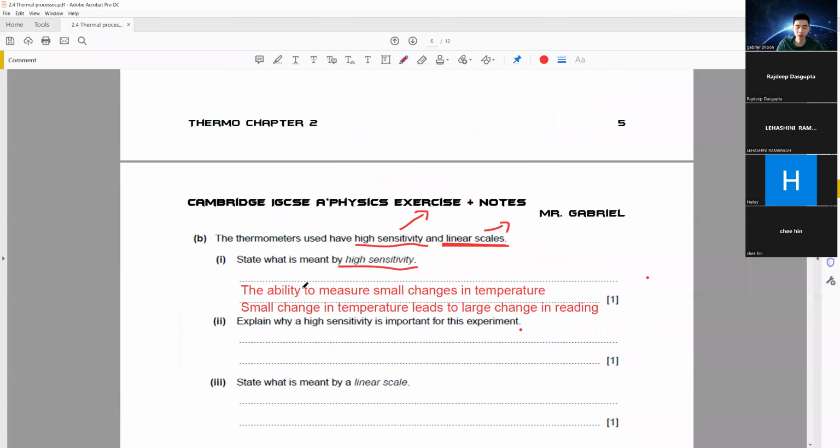Always remember that. So obviously the ability to measure small change in temperature is needed. And this is just the standard definition for high sensitivity: small change in temperature leads to large change in reading.